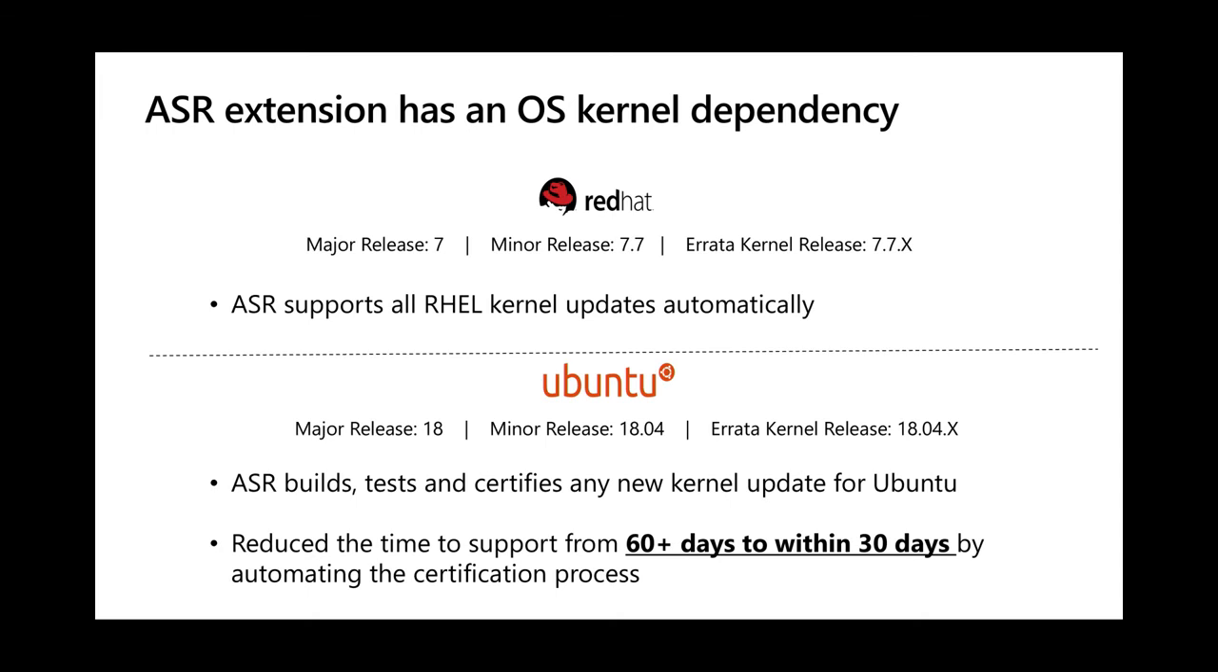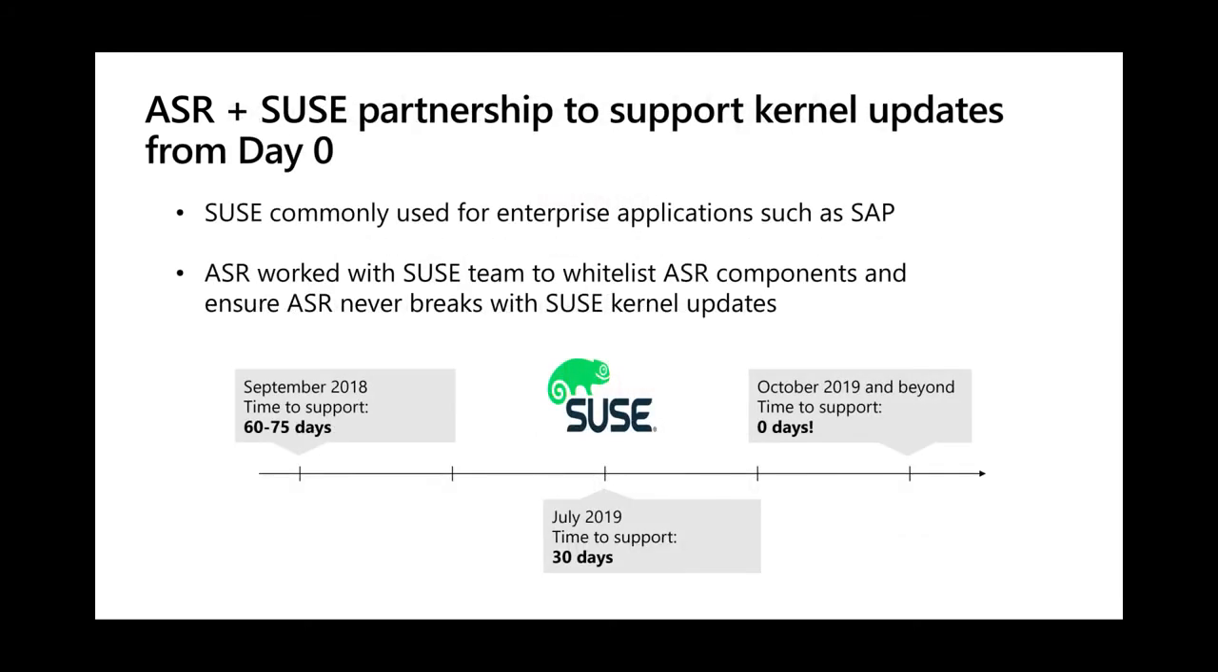If you go back about 6 months, we used to take 60 to 75 days to support any kernel update released by the distributor. We have improved our release process. We have automated all the release mechanisms and the certification process. Now we are supporting any kernel update within 30 days. That sounds great, but we want to make it even better. We want to start supporting any new kernel update from the time it's released. Let me talk about how we solved the problem with SUSE, how we are supporting SUSE kernels from day zero.